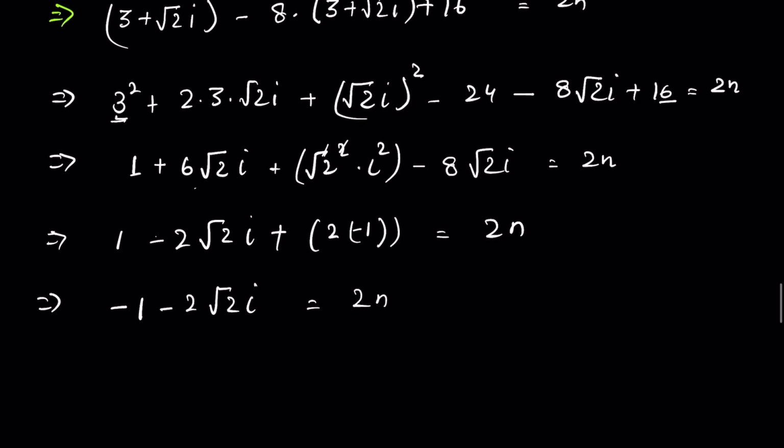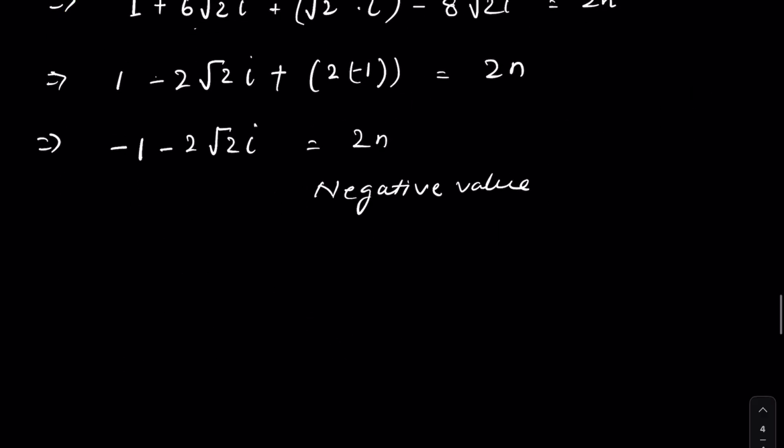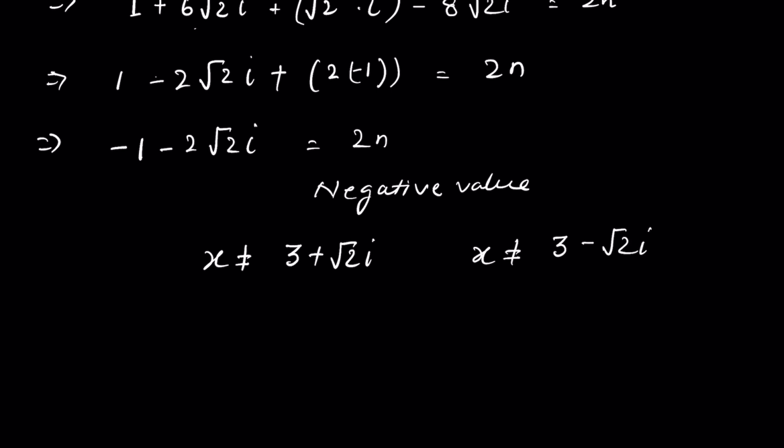So this does not give us a positive even value. Therefore x is not equal to 3 + √2 i. In the same manner we can find x is also not equal to 3 − √2 i. So these two are not solutions. Only two solutions for x are x equals 3 and 4.